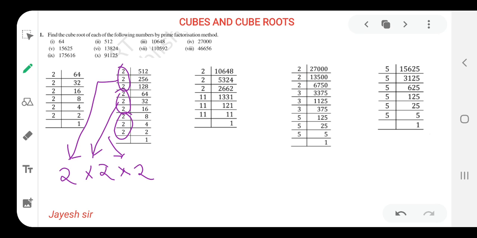We just need to multiply and find that 512 is the cube of which number. 2 twos are 4, 4 twos are 8. So the cube of 8 is 512. I hope you all are getting it, friends. So this was the easier type of sums.